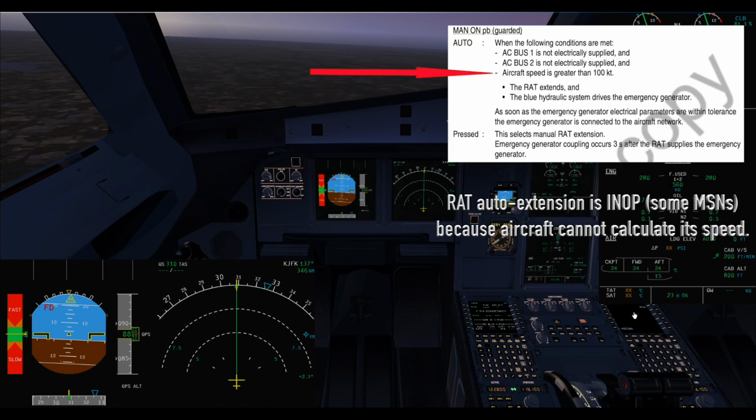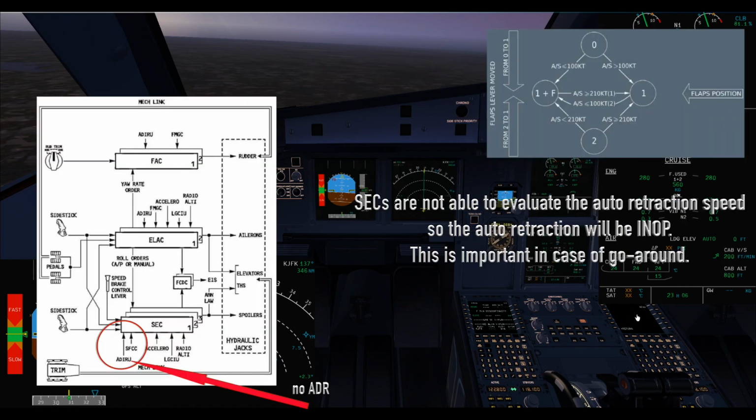Another inoperative system is the auto extension of the ram air turbine. Because the aircraft cannot calculate whether its speed is greater than 100 knots or not, the auto extension of the ram air turbine is inoperative. Finally, the aircraft's computers are not able to calculate the auto retraction speed. The flap auto retraction will be inoperative.